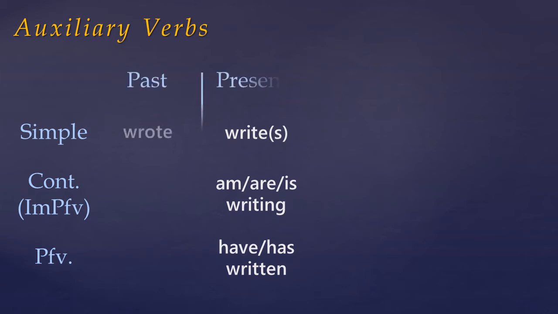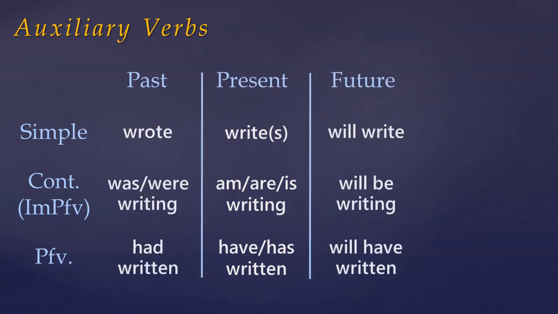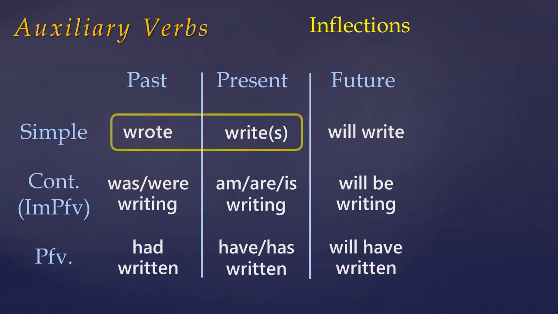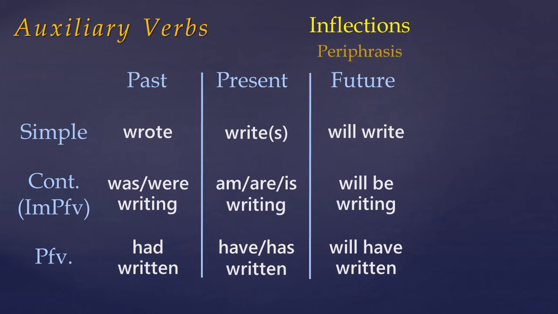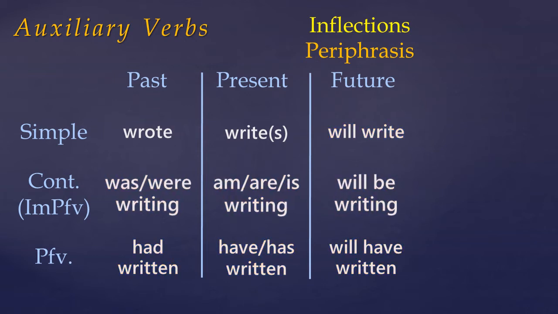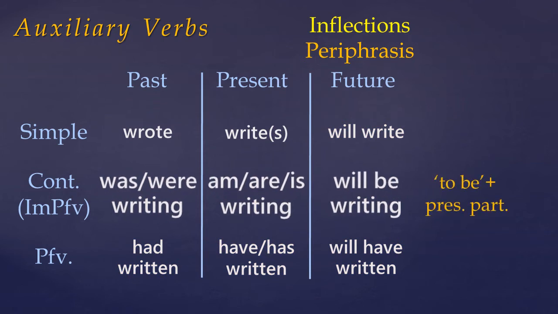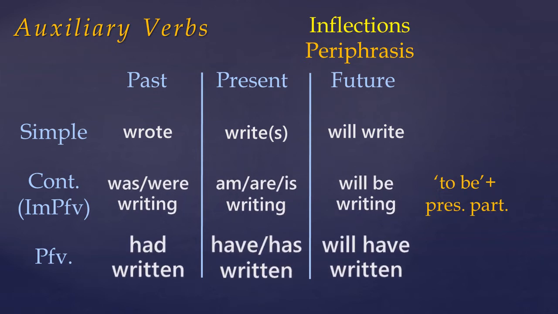Tense, then, is a combination of time period and these aspects. Now, the tense of a statement can be indicated either through inflection, that is, the altering of the verb itself, and in English it's only the simple past and present that use verb inflection, or via periphrasis, which is a combination of another verb, an auxiliary, with a participle. In English, the continuous aspect is expressed by a form of the verb to be and a present participle, while the perfective is a variant of the verb to have and a past participle.